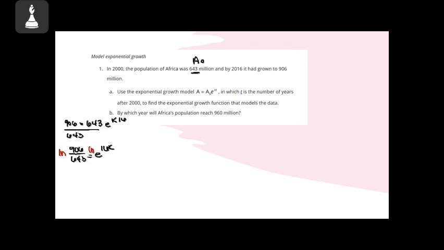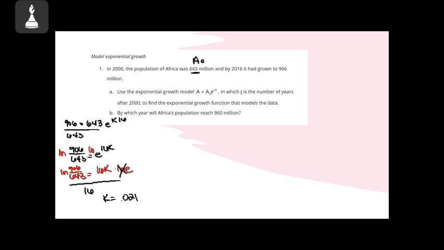So I'll have the natural log of 906 over 643 equals, I'll bring that 16 down, 16k times the natural log of e, which we know natural log of e is just 1. So we can solve for k by then dividing by 16. I'm going to take the natural log of 906 over 643, get that answer, copy it, and then divide by 16. So what you should get is k equals 0.021 if I go to 3 decimal places.